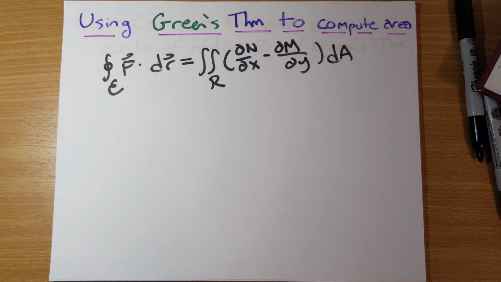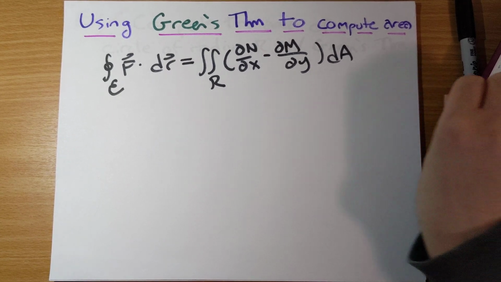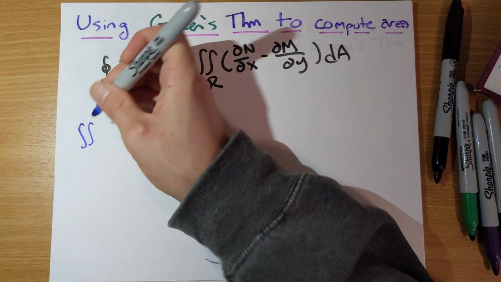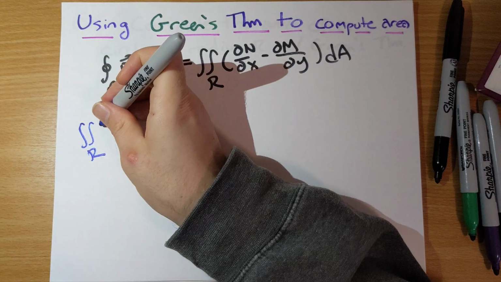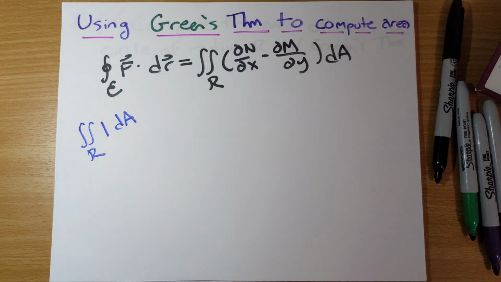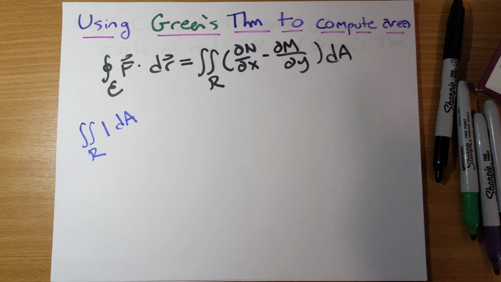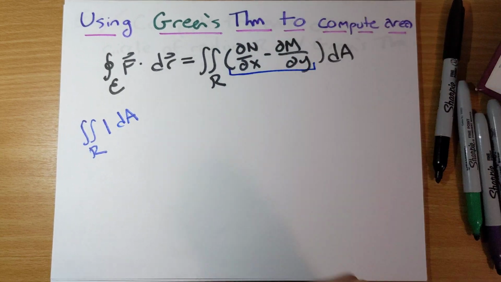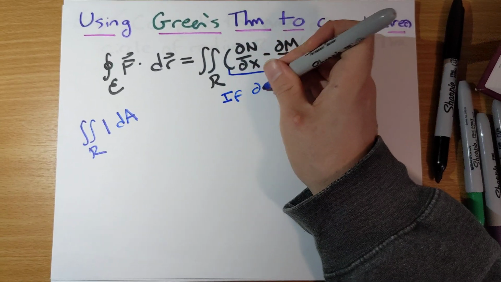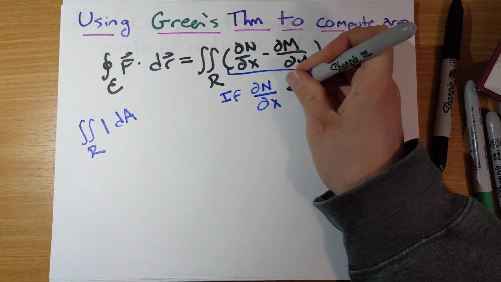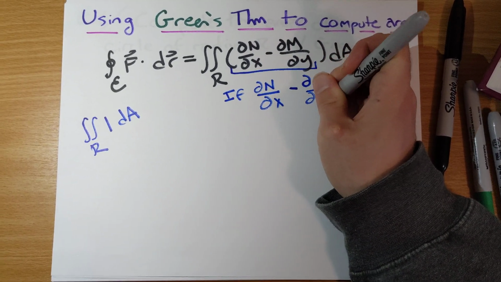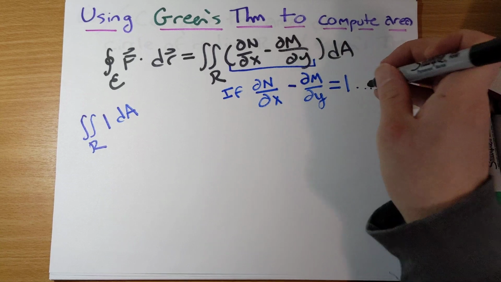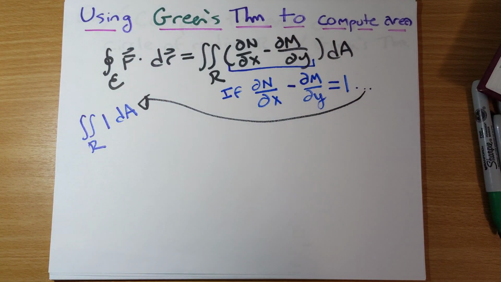Okay, now think for a second, we want to compute area. How do we compute area in general? The area of a region R is given by the integral of 1 over that region. And so how do we make this an area calculation? Well, if the partial derivative of N with respect to x minus the partial derivative of M with respect to y is equal to 1, then sure enough, we do end up with the integral of the area.